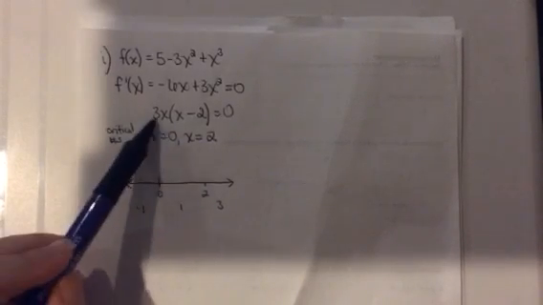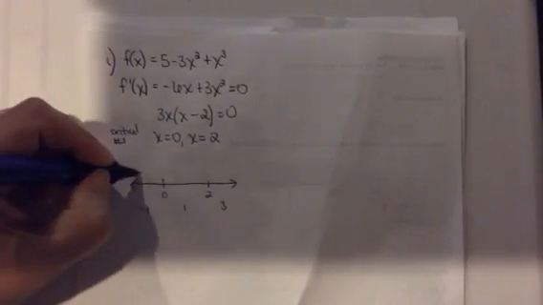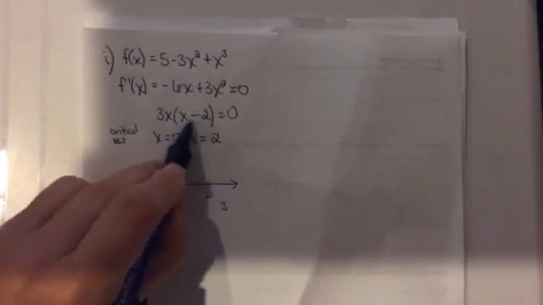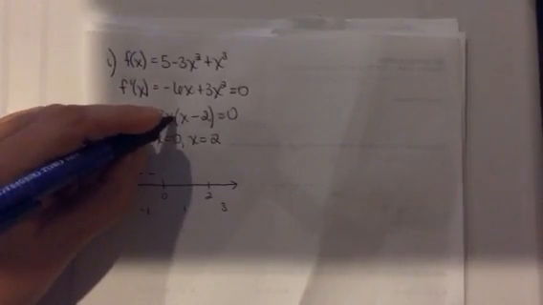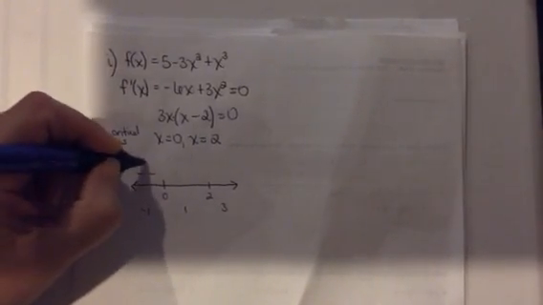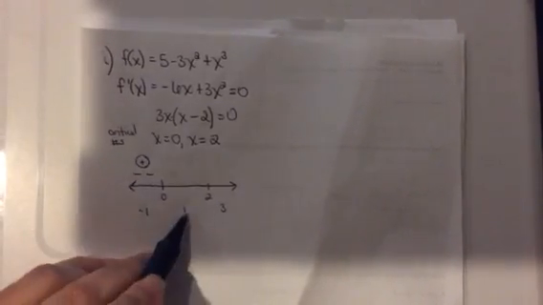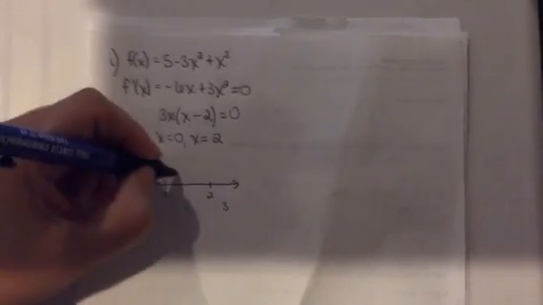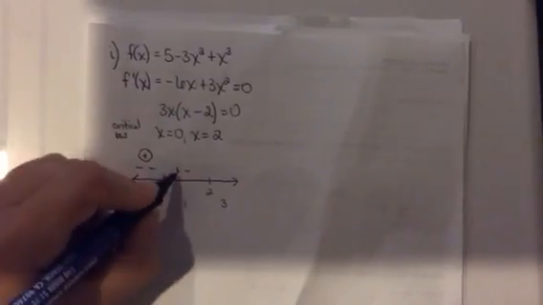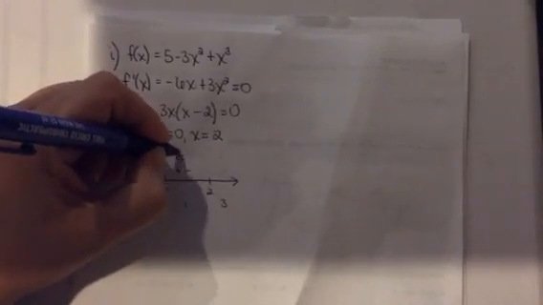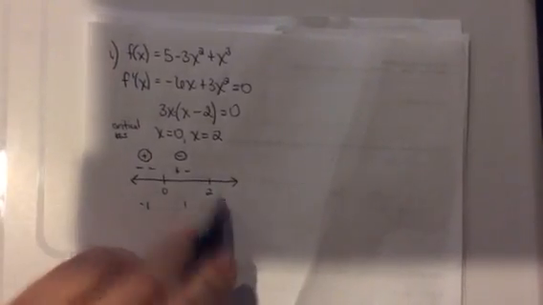If I plug a negative 1 into the 3x, I get a negative, and if I plug a negative 1 into this factor, I also get a negative. These are being multiplied together. Negative times a negative is a positive. If I plug a 1 in here, I get a positive. If I plug a 1 in here, I get a negative, and a positive times a negative is a negative. And then here I would have a positive, positive, so positive.